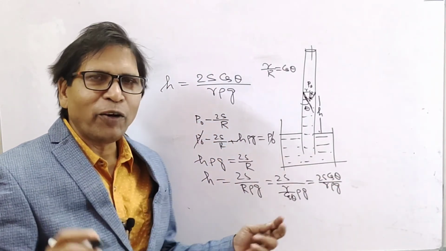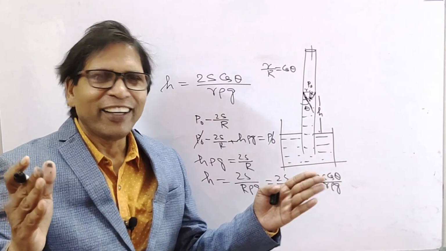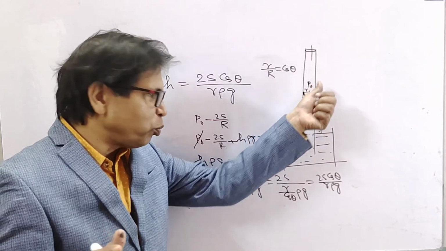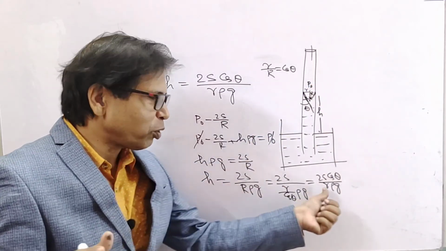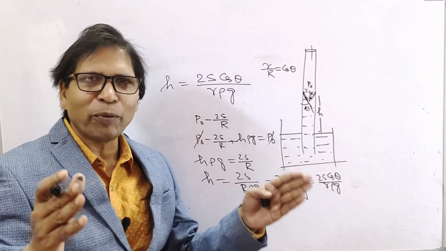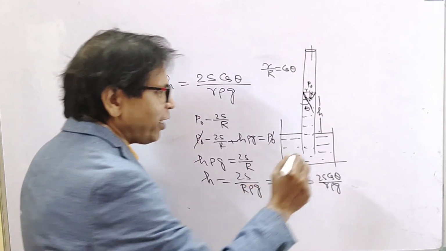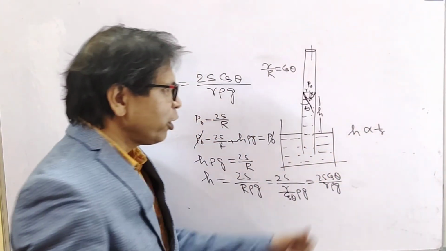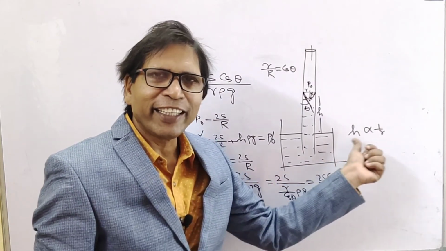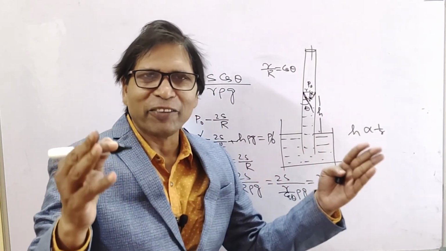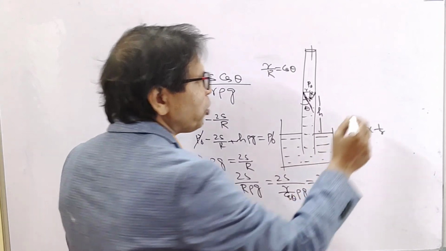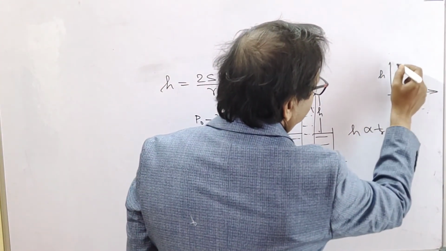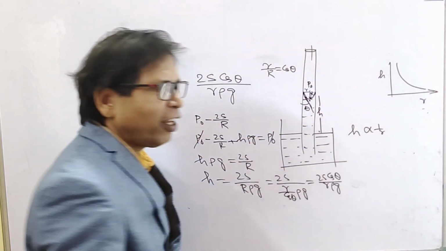Okay. Now Jurin's law. The height of the liquid column in a narrow capillary tube is inversely proportional to the radius of the capillary tube. That is, h is proportional to 1 by r. That is, the smaller the radius, the greater the height of the liquid column. Now if we draw a graph between h and r, the graph becomes a rectangular hyperbola.